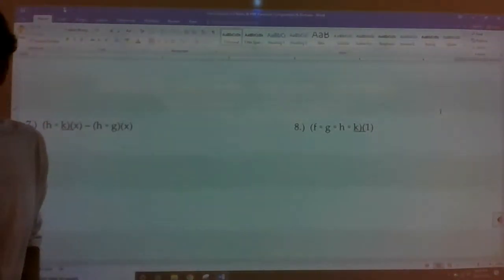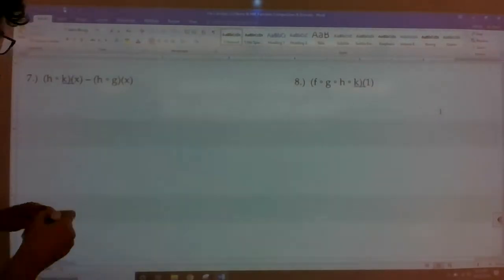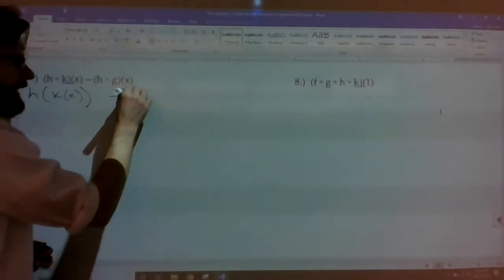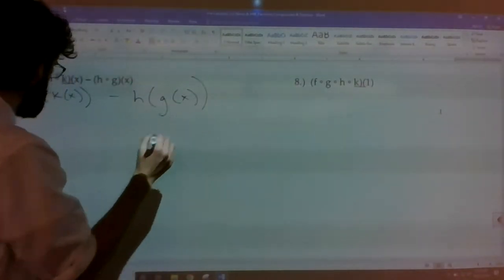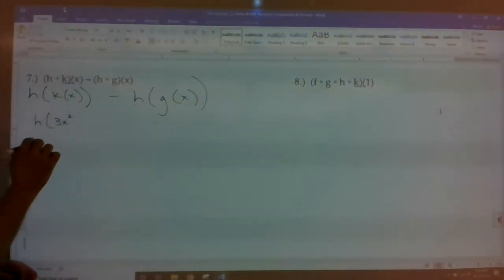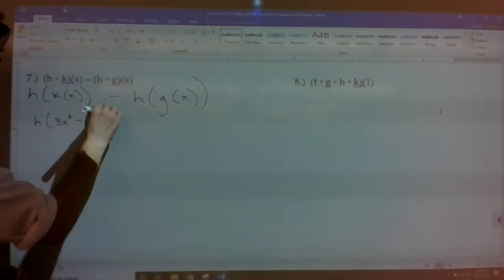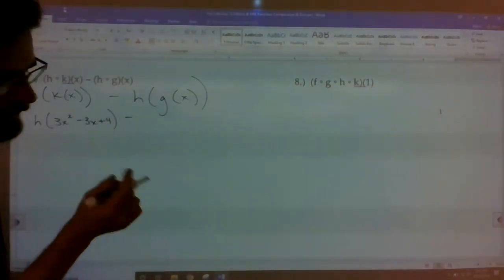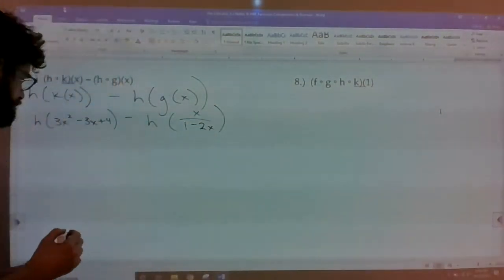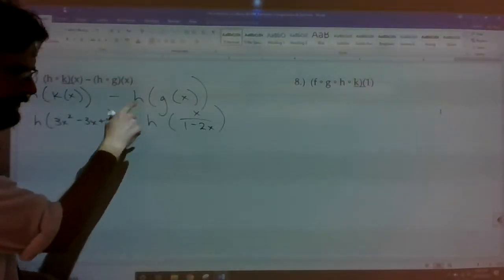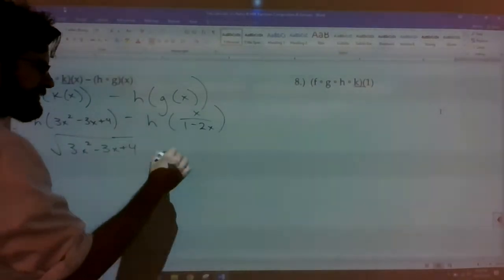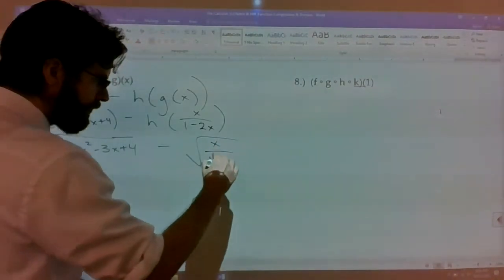All right, number 7 is asking you to subtract two composite functions. So just keep in mind that we're doing h of k of x minus h of g of x here. Now k of x, if we look at our list, is going to be a polynomial, and our g of x is going to be a rational function, aka a fraction function. And h is just a square root function. So the first is root 3x squared minus 3x plus 4, and this is going to be the root of x over 1 minus 2x.